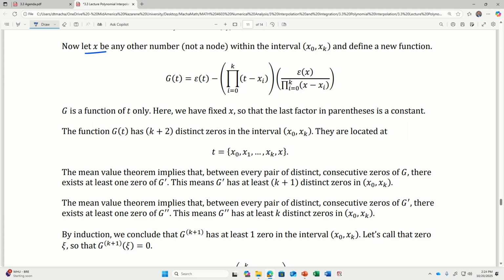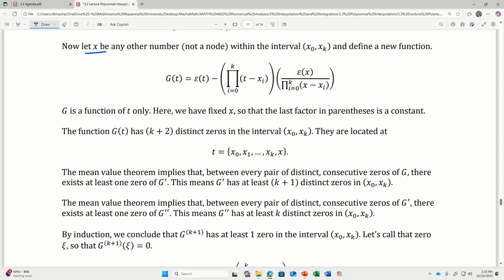So we get all of the k plus 1 zeros that happen because of a node, plus we chose a value x that was not a node, right, for here. What happens if lowercase t is equal to x? Well, then this product is the same as that product, so they cancel, and epsilon of x minus epsilon of x cancels out. So we've got k plus 2 distinct zeros, and that's important.